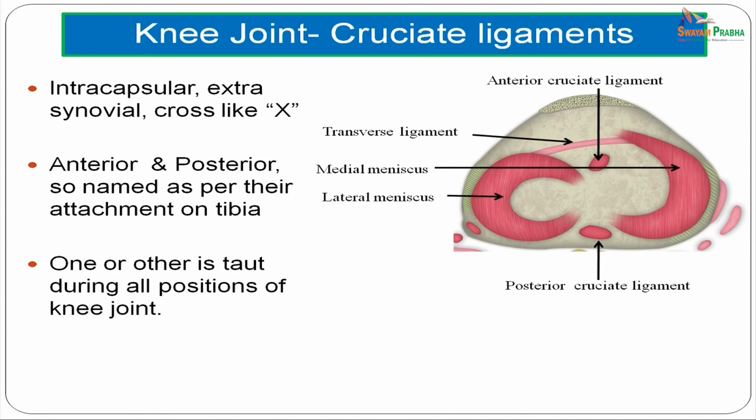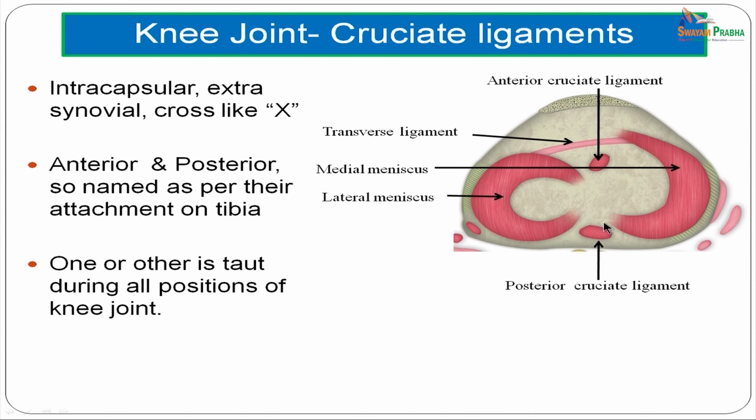First, we will have a look at the cruciate ligaments. The cruciate ligaments are so called because they cross each other like an X. They are named as per their attachment on the tibial plateau. For instance, if you look at this particular picture, the anterior cruciate ligament is attached to the anterior aspect of the intercondylar area of the tibia. Similarly, the posterior cruciate ligament originates from the posterior aspect of the intercondylar plateau of the tibia.